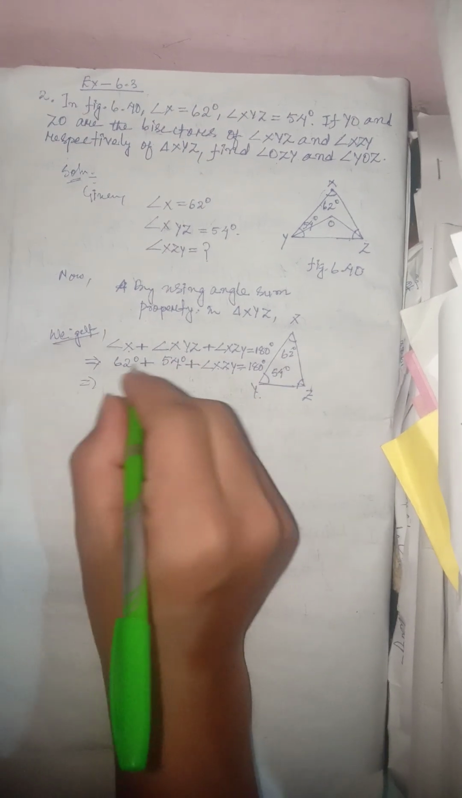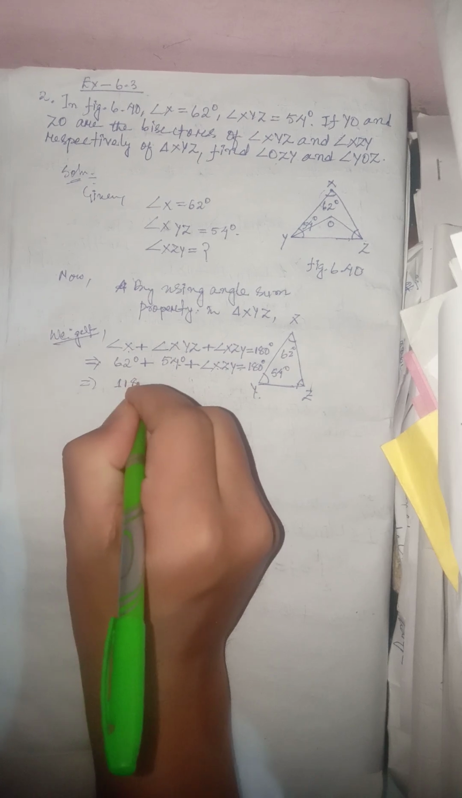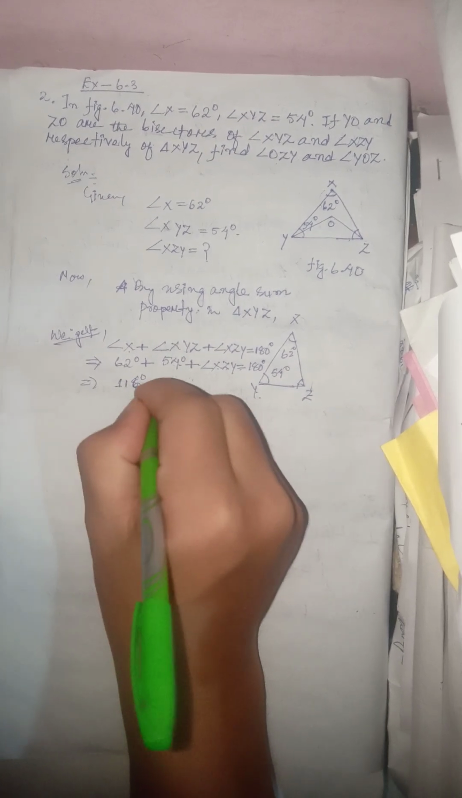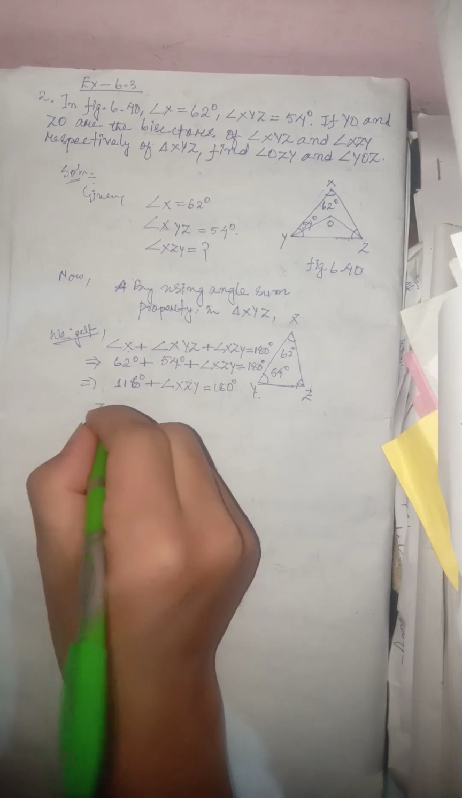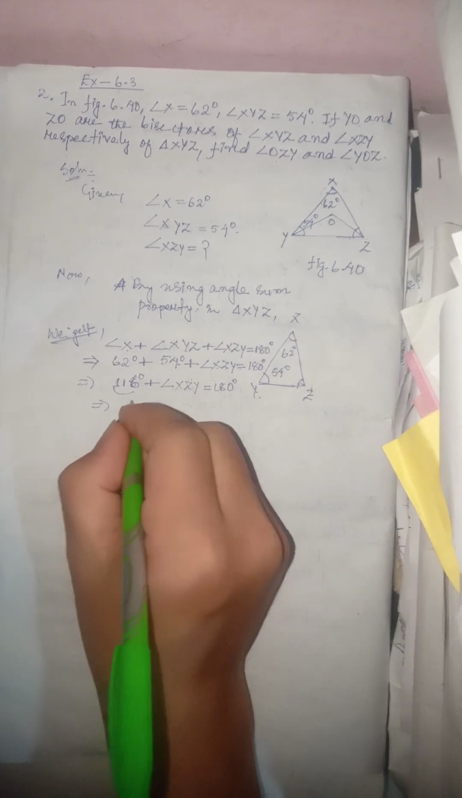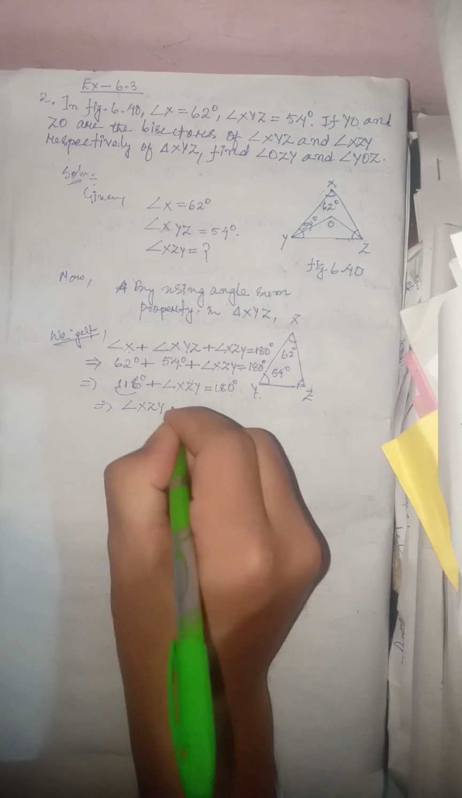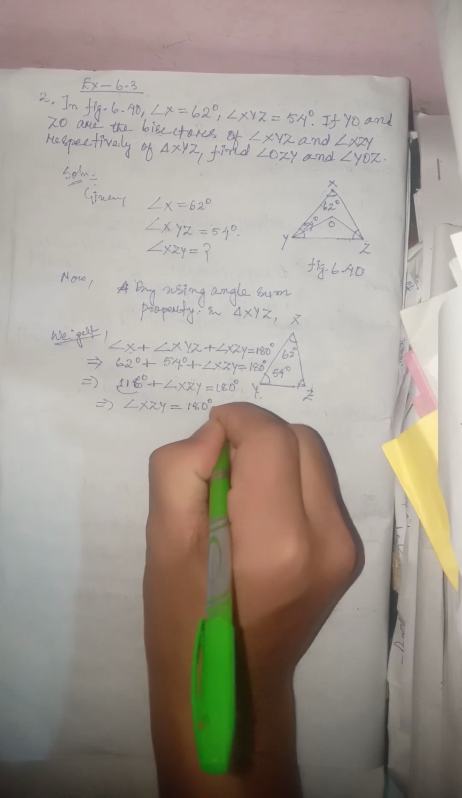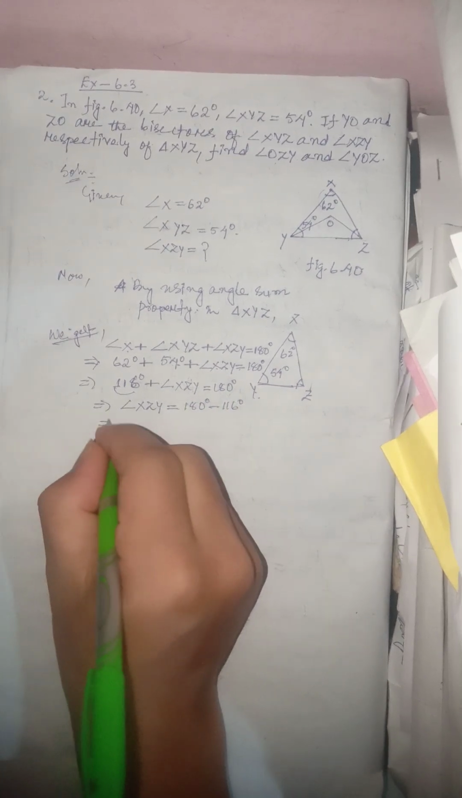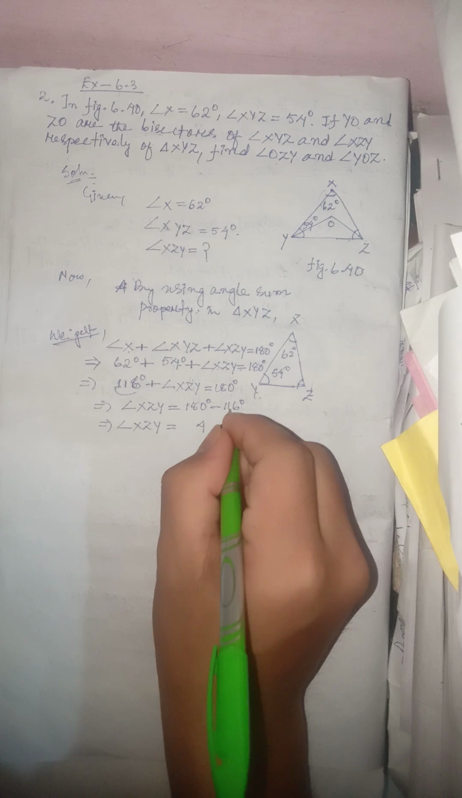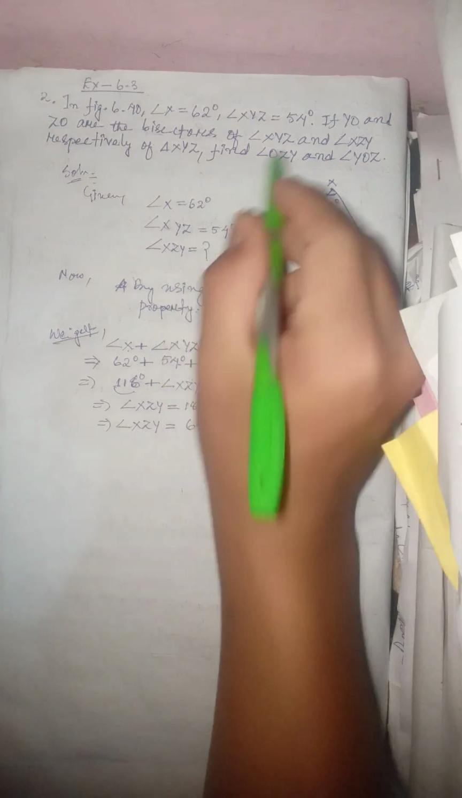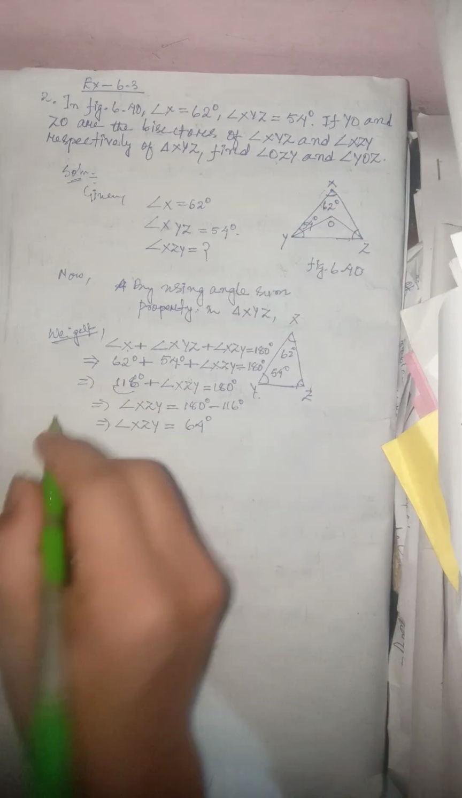Let me add these two. If I add these two, then I'll get 116 degrees plus angle XZY equal to 180 degrees. Whenever I bring this to the right hand side, since it is plus, it will become minus, meaning 180 degrees minus 116 degrees. How much would it be? It is 4, and 7 minus 1 is how much? It is 64 degrees, right? Then from this, we will find angle OZY and YOZ.